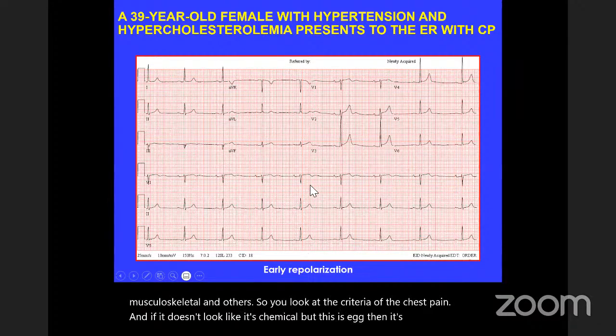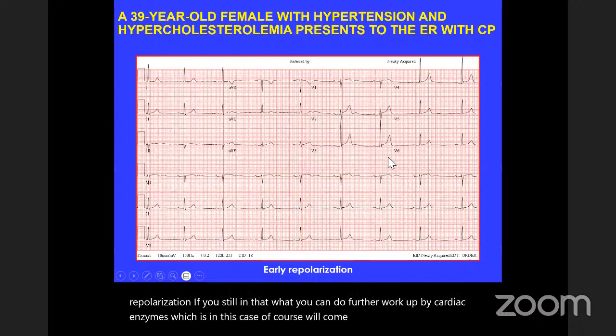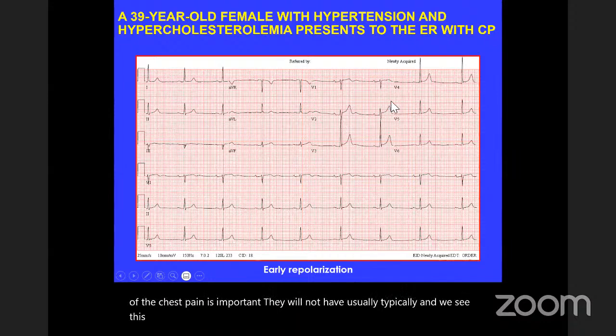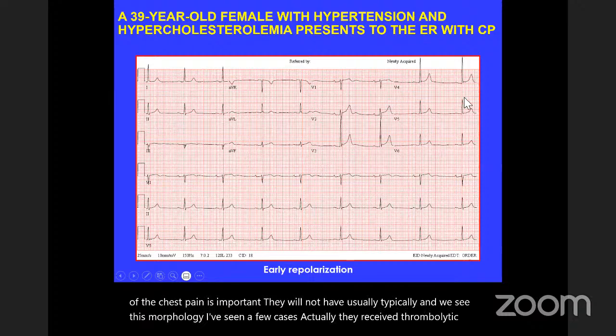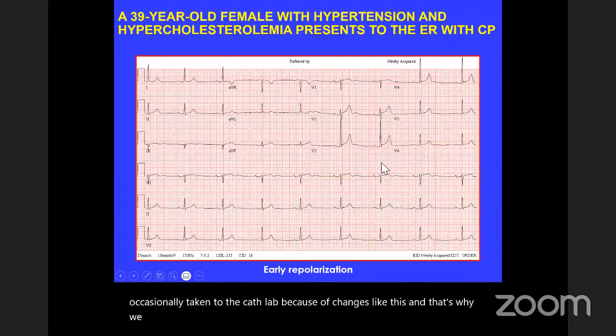If you're still in doubt, you can do further workup by cardiac enzymes, which in this case, of course, will come negative. So the characteristic of the chest pain is important. They will not usually have typical pain, and we see this morphology. I've seen a few cases that actually received thrombolytic therapy and occasionally were taken to the cath lab because of changes like this. That's why we ask them to take a copy of their ECG if we know for sure that their coronaries are normal and this is just early repolarization.